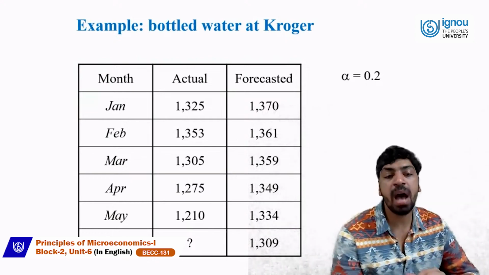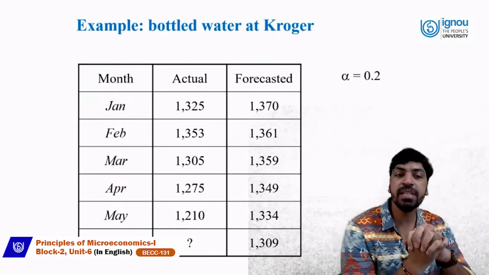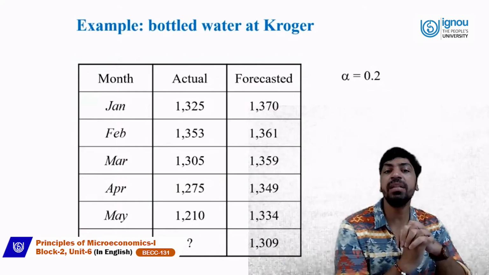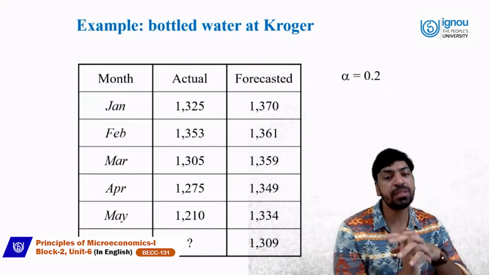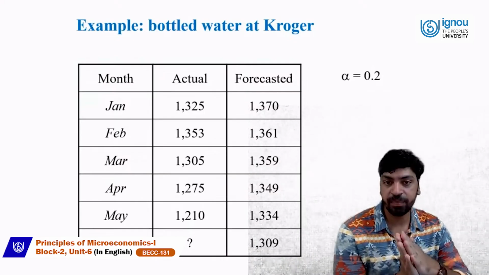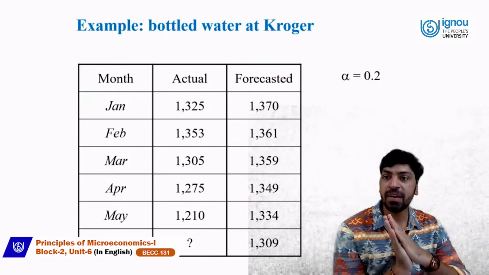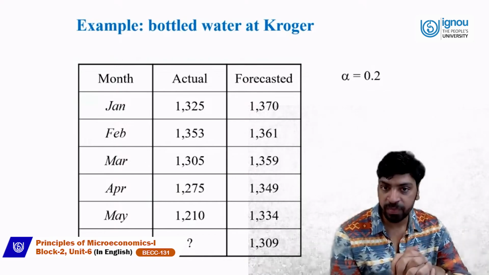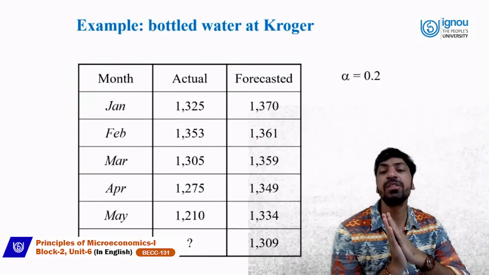Now coming to March, how to estimate the forecasted value of the March month. You need to estimate it over the last period. So what is the difference? 1353 minus 1361. Whatever the value, let's say the value would come around minus 8. Minus 8 multiplied by the alpha value 0.2. So you will get 4. Not 4, it's 2.